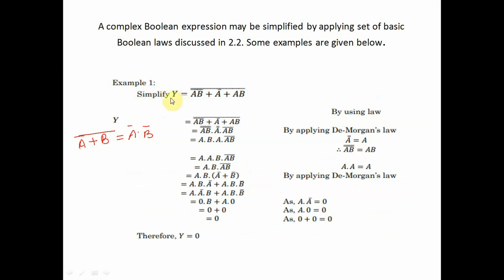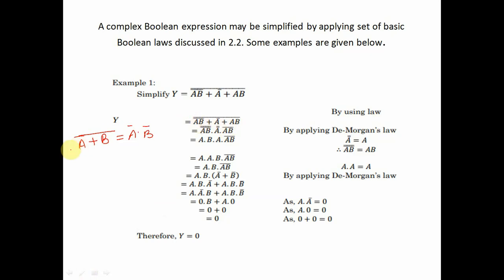This is the first example: y is equal to the complement of AB bar plus A bar plus AB bar, complement of these expressions. For this purpose, different methods are used: first De Morgan's theorem, after that Boolean laws, and after that the duality theorem. Now how do we solve these equations? This is the given expression, AB bar plus AB bar.